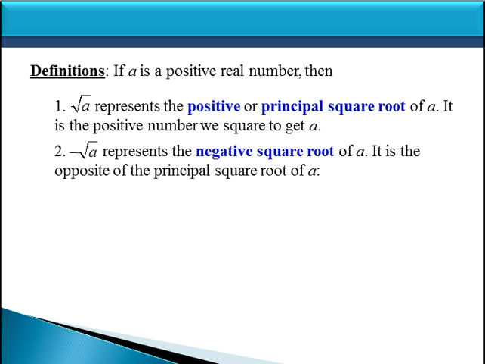If we put a negative sign in front of this notation here, this represents the negative square root of a. It is the opposite of the principal square root of a. One way to think of it is we could rewrite negative square root of a as negative 1 times the positive square root of a. This is really a good way to think of it when you're trying to simplify these expressions.